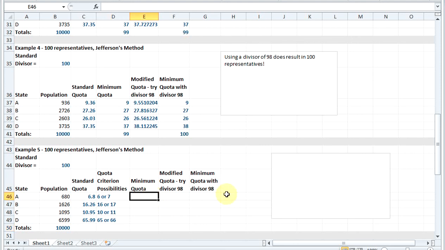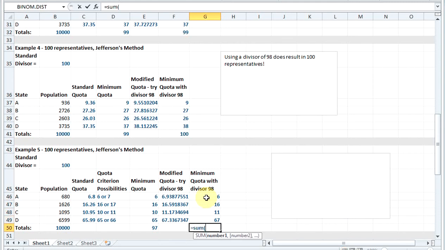All right, so let's just look at the minimum quotas for this one. So we'd have 6, 16, 10, 65, and if we sum them up, we have 100 seats, but we're only apportioning 97 of them. So for Jefferson's method, we're going to try different divisors. So now we're going to try a divisor of 98. We're going to take each population this time and divide it by 98. Finding the minimums, rounding down, we get 6, 16, 11, and 67.